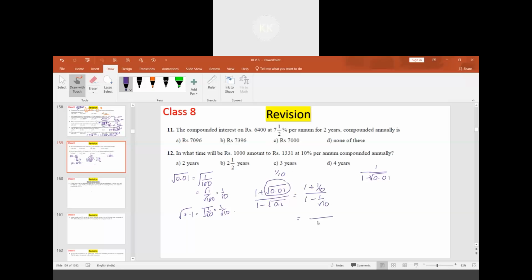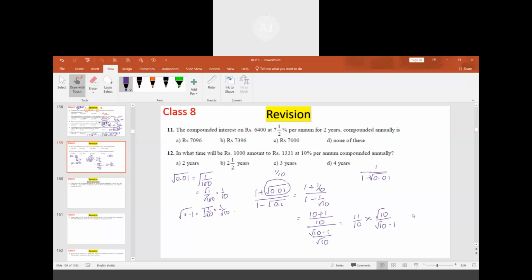If you take the LCM in the numerator, it is 10 plus 1 whole divided by 10, and the denominator is root 10 minus 1 divided by root 10. So this is 11 by 10 into root 10 divided by root 10 minus 1. So this is the answer here. Nothing more you can do.